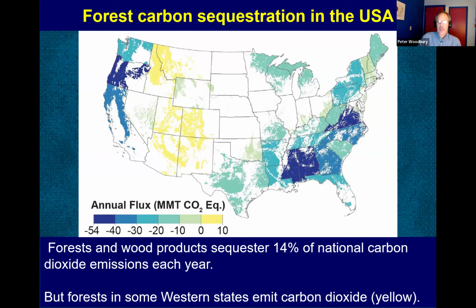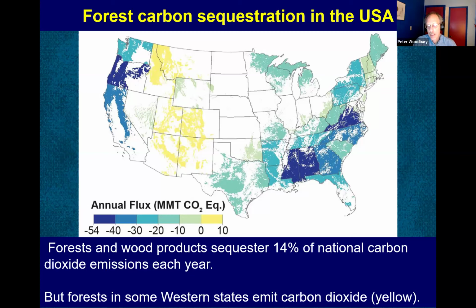So forests are helping us. We heard globally that forests are helping take up some of the carbon that we are emitting to the atmosphere. And just in the US, forests are sequestering, that is, removing on an annual basis from the atmosphere 14% of our emissions. So that's a significant benefit that we're getting from these forests.